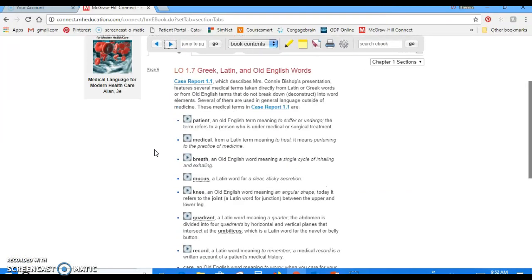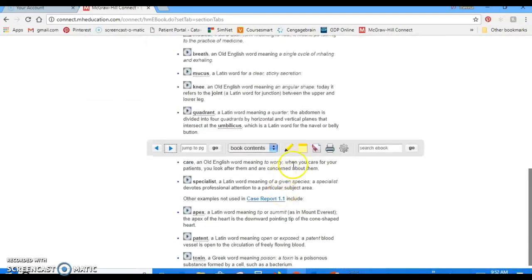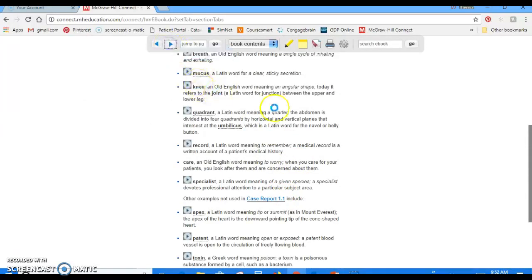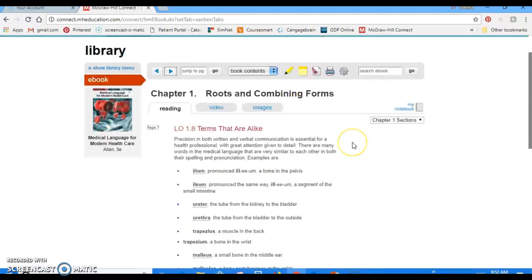The next part of this chapter just sort of shows you that a lot of the root forms of medical terminology comes from Greek, Latin, and Old English, and kind of gives you some examples here and what they mean. So let's go to the next section.